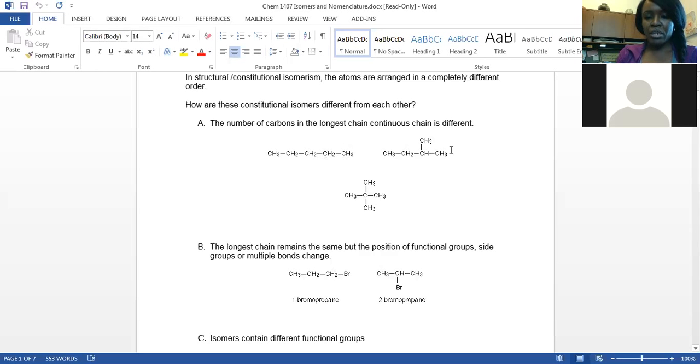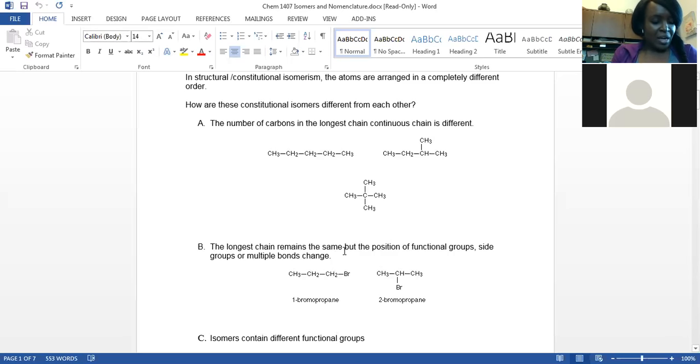The next one has 4 carbons in series, making the longest chain. Then the 5th carbon is on the side. And then down here we have 3 carbons in series, and then the 4th and the 5th carbons are connected as side chains. So having a different number of carbons in your longest chain produces different isomers, as long as when you count the number of carbons and number of hydrogens, they're the same.